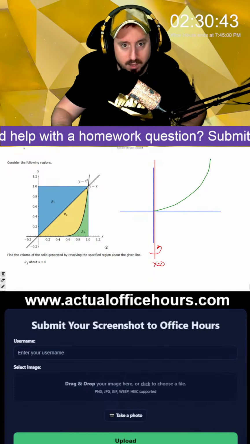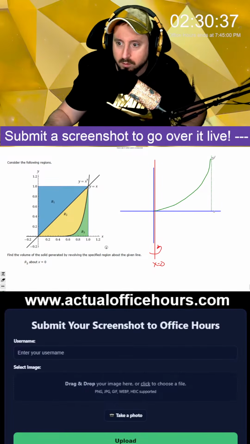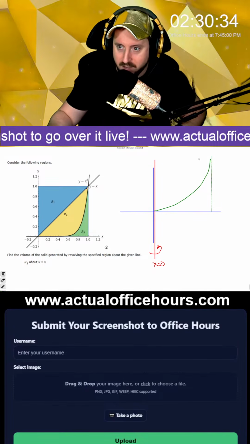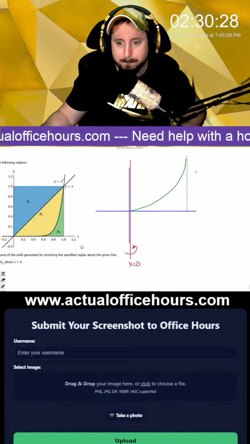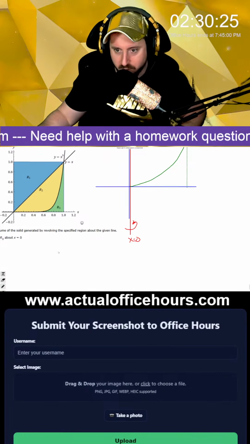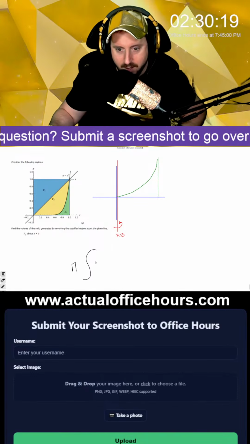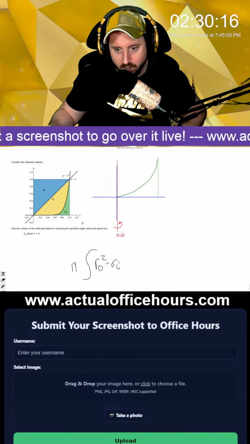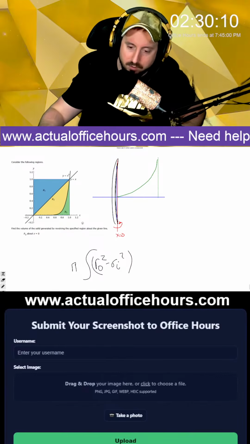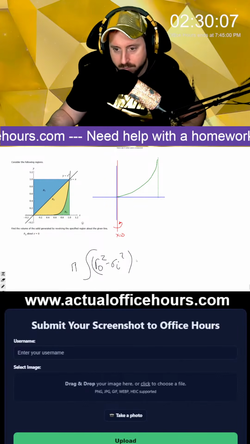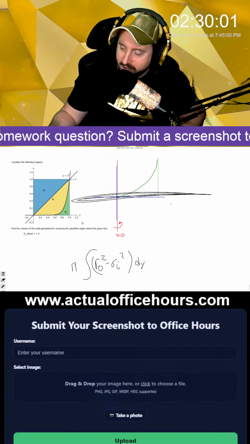As I revolve this around this, I'm going to end up getting kind of like a bowl, per se. So the first thing you do is write out the integral, which is the integral of pi times r outer squared minus r inner squared, and then d-something. If your axis of revolution is vertical, you want to do dy. If your axis of revolution is horizontal, you do dx.